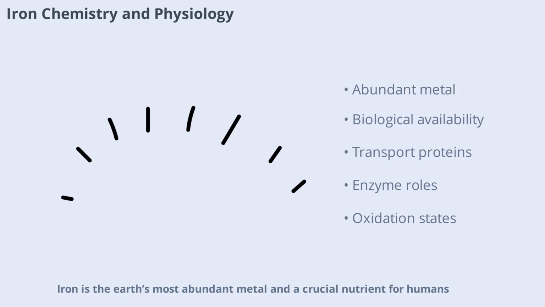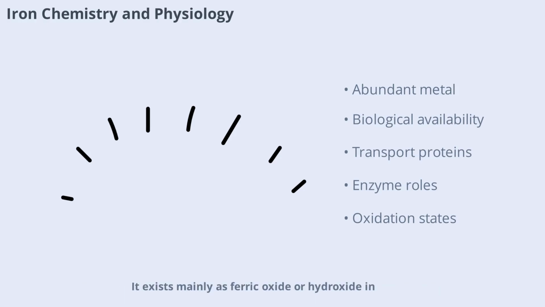Iron is the Earth's most abundant metal and a crucial nutrient for humans. It exists mainly as ferric oxide or hydroxide in the environment and is only biologically available when solubilized. Iron is vital for transport proteins, enzymes, and the regulation of cell growth and differentiation. Its two oxidation states, ferrous Fe2+ and ferric Fe3+, enable participation in essential metabolic reactions.